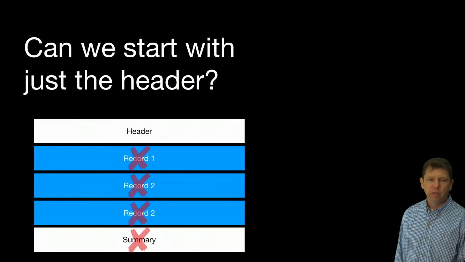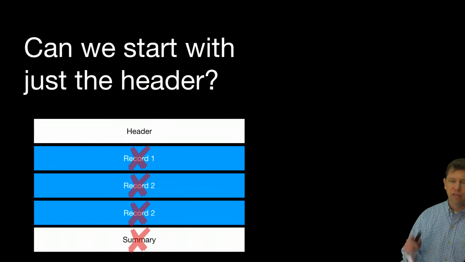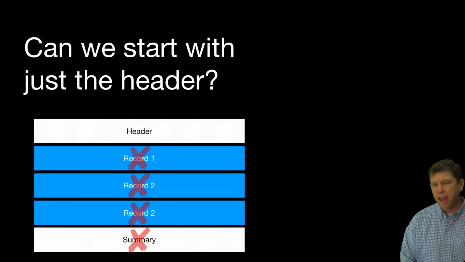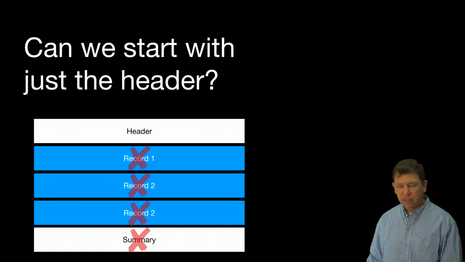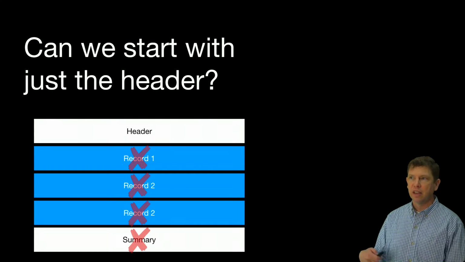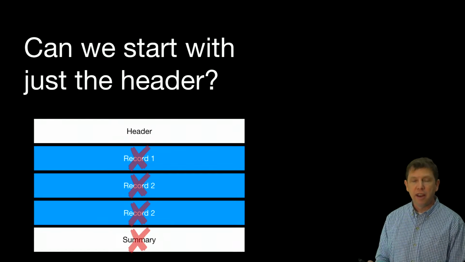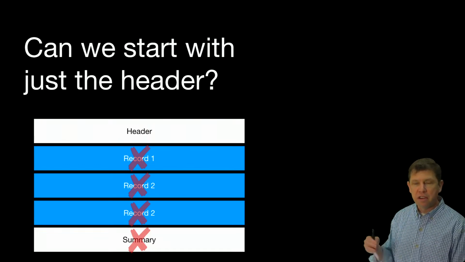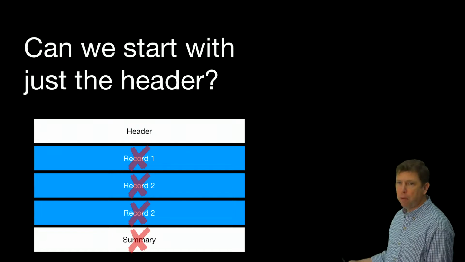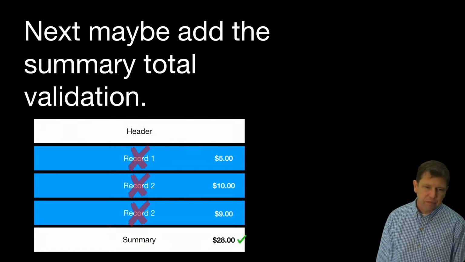Well, maybe we forget all the records and the summary and just say, can we start with the header? Can we come up with a way to show that we can successfully validate the header and reject things that have incorrect headers? That's very, very small, but it helps give us proof that we're doing things. It helps give us feedback from the users. The users then have to figure out what a valid header means, and it may be easier to figure that out within the context of just the header than everything they could possibly ask for in the file.